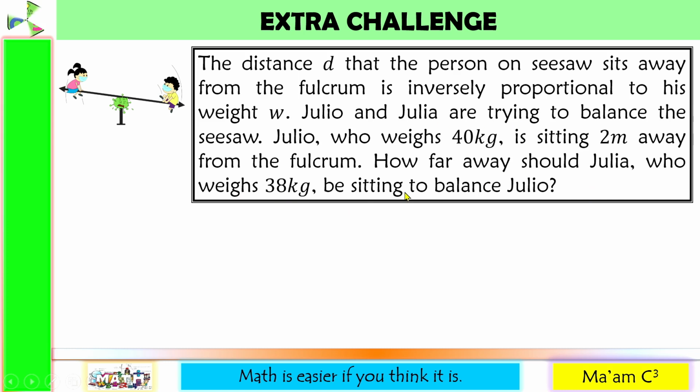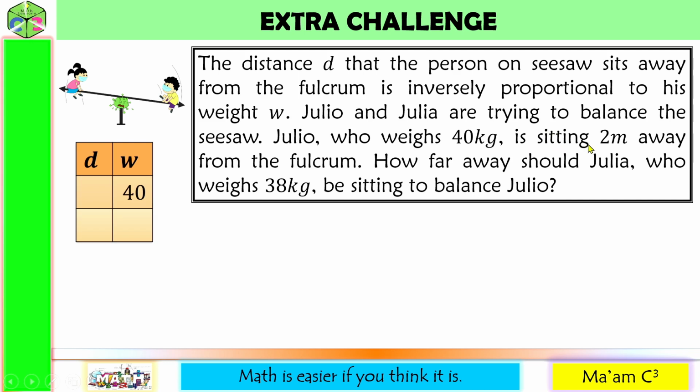To easily answer this, again, I'm going to make use of a table. So I have here the variables d for distance and w for weight. So I have here Julio weighs 40 kilogram. So w is 40 and he is sitting 2 meters away from the fulcrum. So the distance is 2. How far should Julia, so the distance is unknown, if she is 38 kilograms?